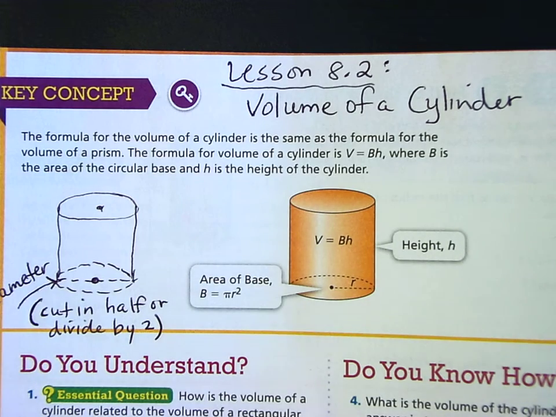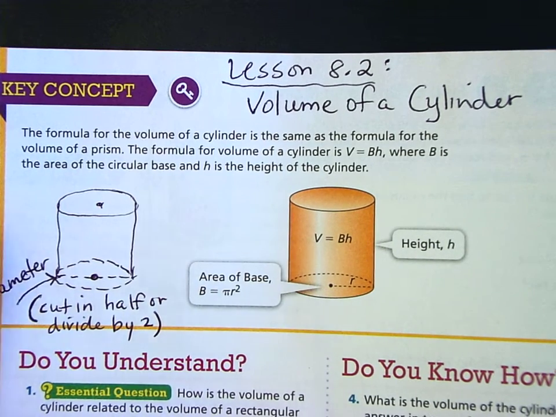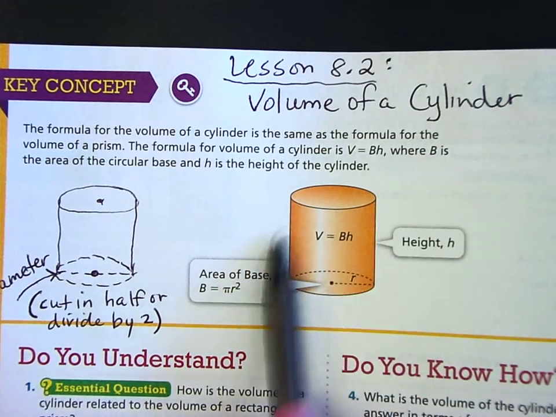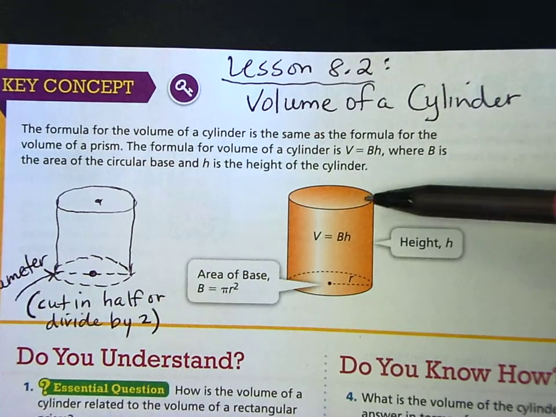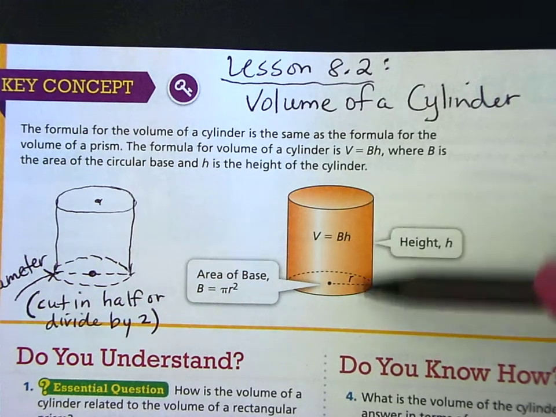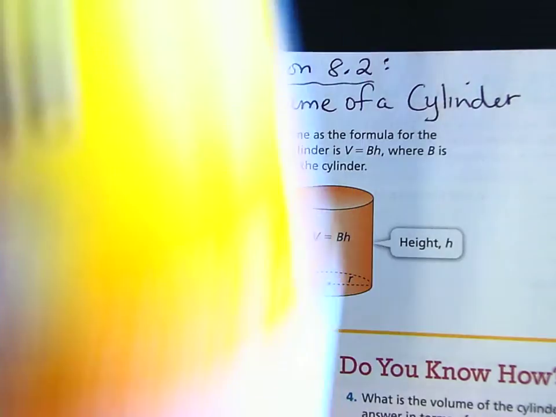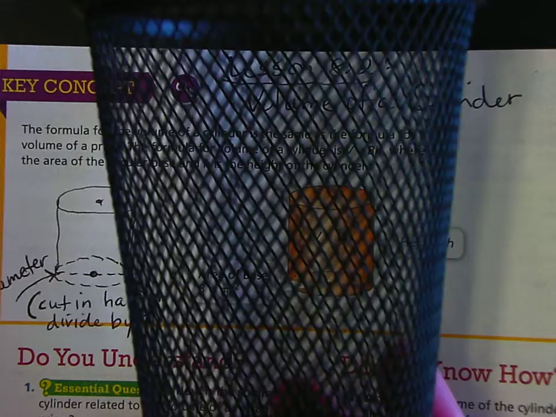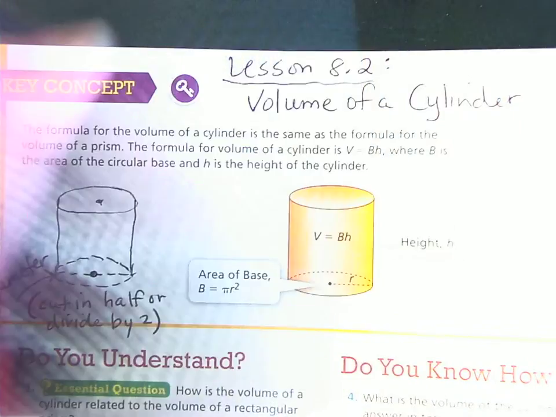Let's take a look at lesson 8.2, volume of a cylinder. So first of all, this is a cylinder. It has a round surface all the way around, and then two round bases. Your typical Clorox disinfecting wipes container, a lot of you have that, is a cylinder. This is another example of a cylinder, a round surface with two circular bases.